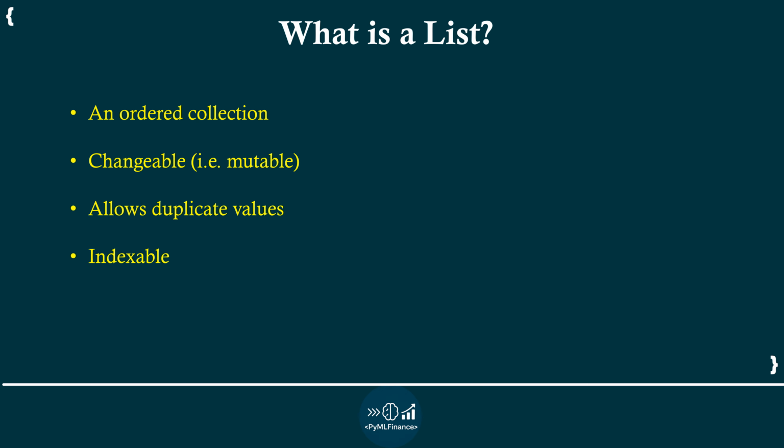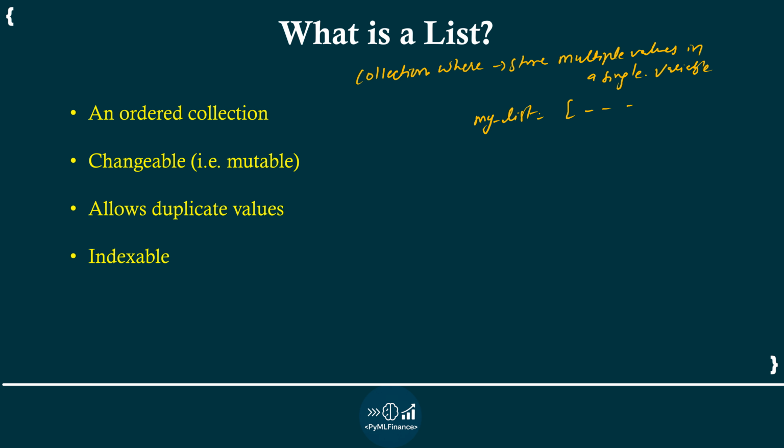Alright, so a list in Python is a collection where you can store multiple values in a single variable. So it is a collection where you store multiple values in a single variable, right? So you simply create a list, my list, and you can store multiple values over here. That is comma separated multiple values.